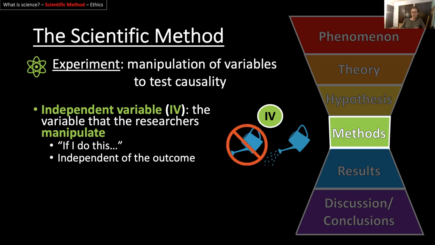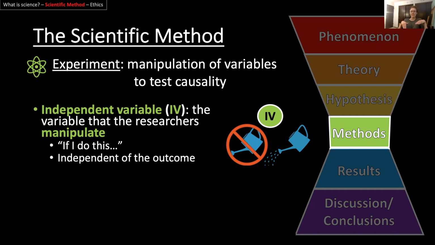So hopefully you've heard of these variables before, but let's go through some jargon first. So in an experiment, we have an independent variable and a dependent variable. Your independent variable, or IV, is the variable that you actually manipulate. So if you're like, if I do this, what's going to happen? It's the I part. It's the independent I. Yeah, cool. It's independent of the outcome.